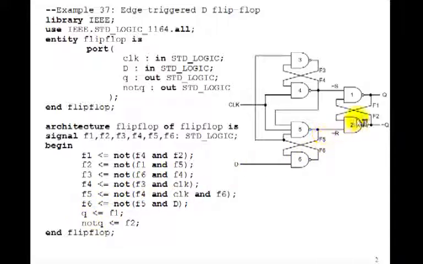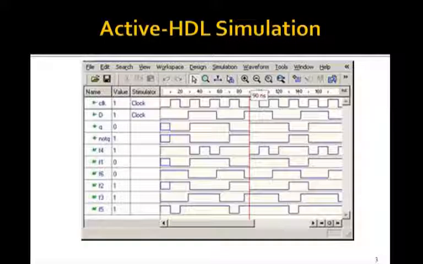So Q, the output, is just the signal F1, not Q is just the signal F2. So there's the logic equations. Let's simulate it and see what we get. So here's the clock, and here's D. We have D going up and down.